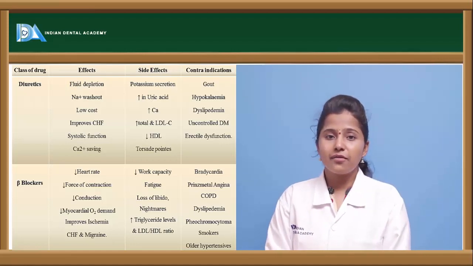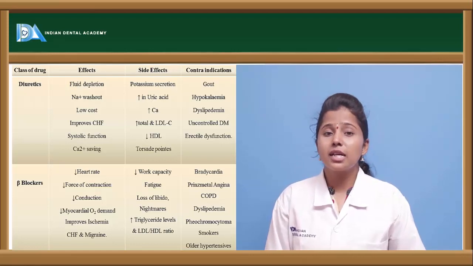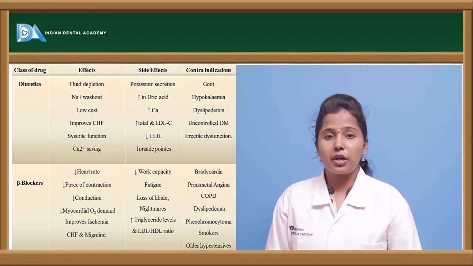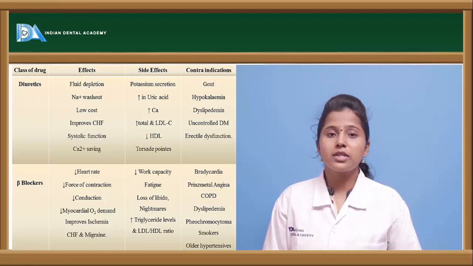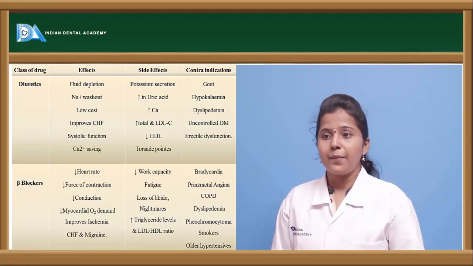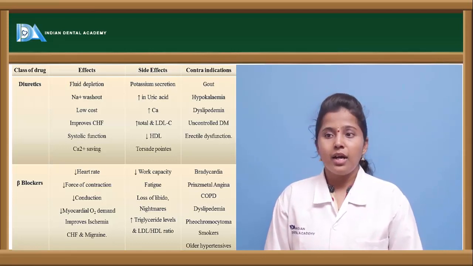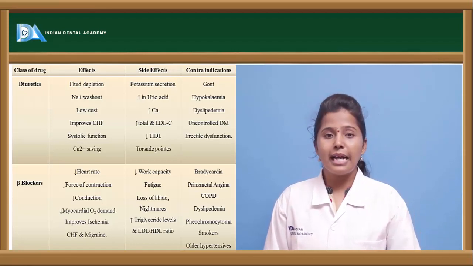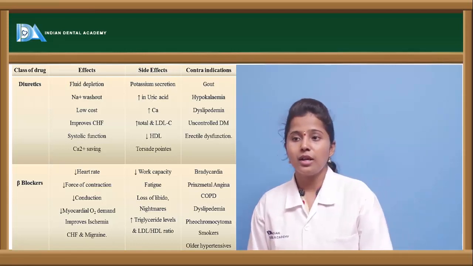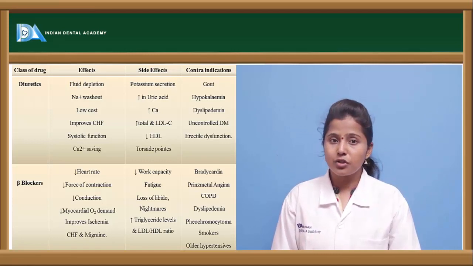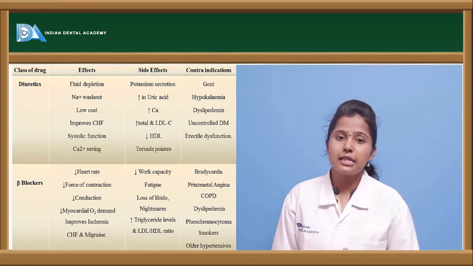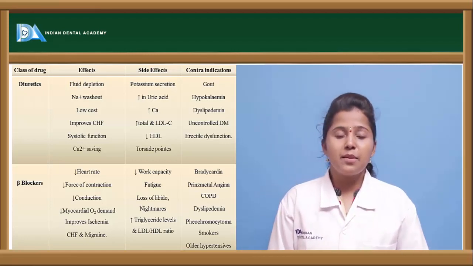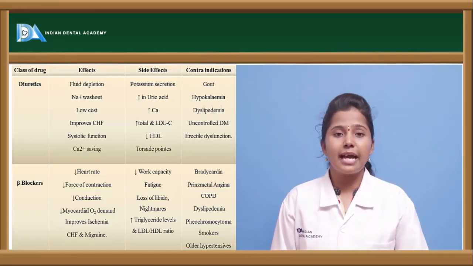And side effects. When diuretics are given in excess amount, there will be increased potassium secretion, which is not good for the body because excess vasodilation occurs. There is also an increase in uric acid, an increase in calcium, and an increase in total cholesterol, LDL cholesterol and decrease in HDL cholesterol. And torsades de pointes, a condition which occurs in arrhythmia.